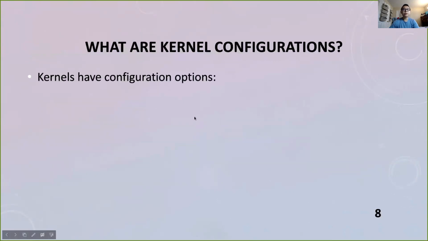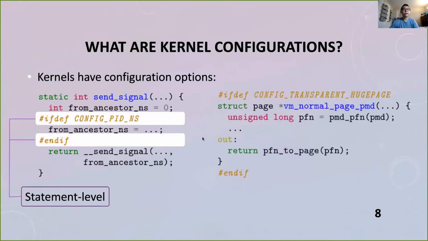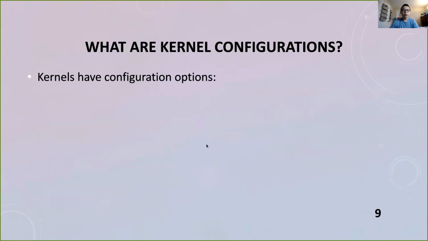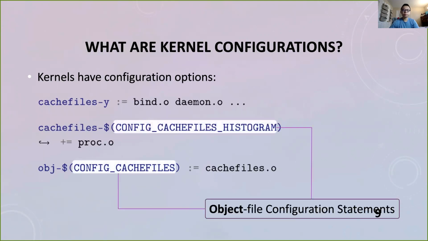Kernel configuration options control what part of the code is compiled into the kernel by language preprocessor hints at different levels, including statement and function. Kernel configuration options also appear in makefiles, controlling the code at object level.